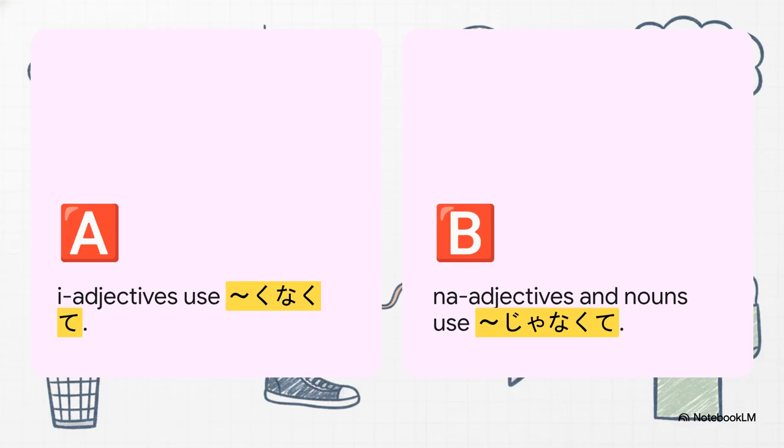For i-adjectives, the conjugation uses the base, kunakute. But for both na-adjectives and nouns, the grammar relies on a totally different base, utilizing janakute instead. Understanding this split between the two bases is absolutely crucial for mastering this grammar structure.